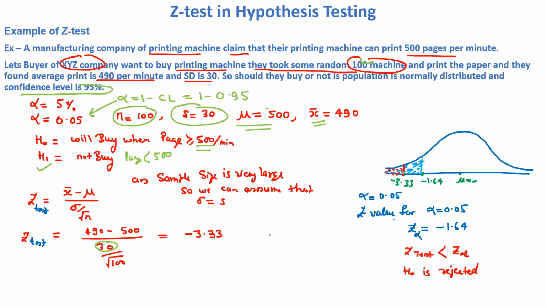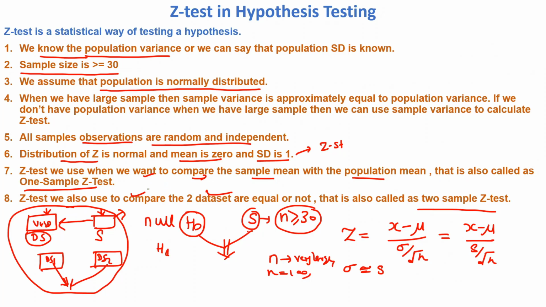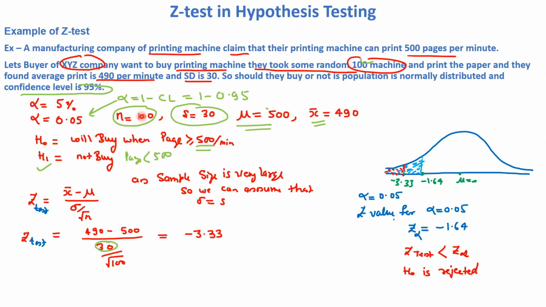Here, why do we use the sample standard deviation? The question is that when we have a large sample, the sample variance is approximately equal to the population variance. Here our sample size is very large, so we can say that the population variance will be approximately equal to the sample variance. That's why I replace sigma with s, the sample standard deviation 30, divided by root 100. If you calculate this, you will get minus 3.33.